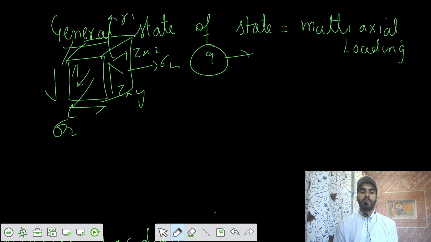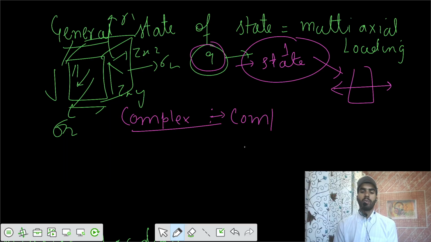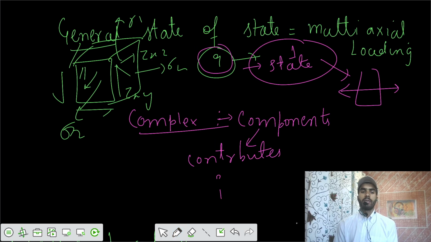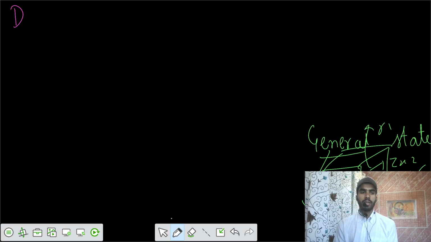But till now we are focusing on uniaxial loading, where we have only one state of stress, so we can directly say what the failure should be and how it should happen. But for complex loading, it is difficult to find which component of stress contributes more to failure, and how much failure would be there. So we don't know. For that we have different theories of failure, and they are applied for different materials.